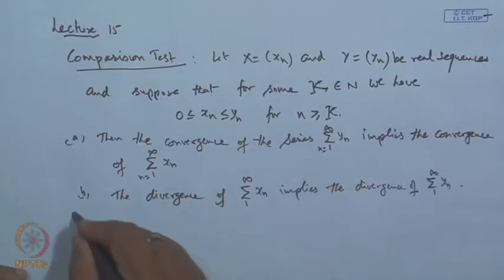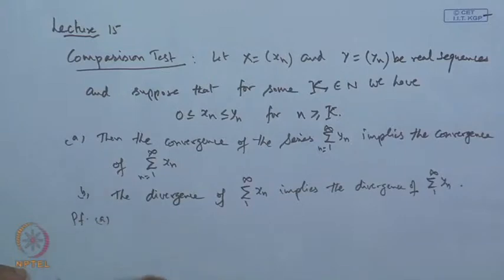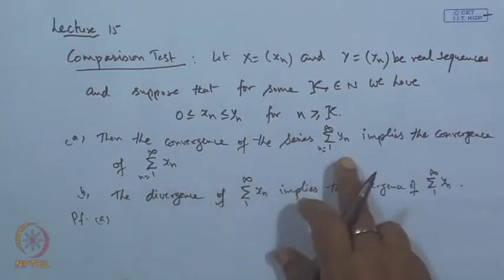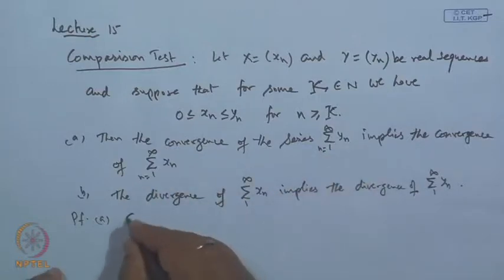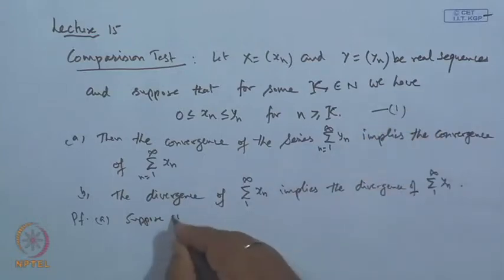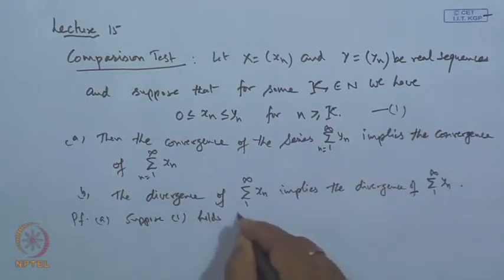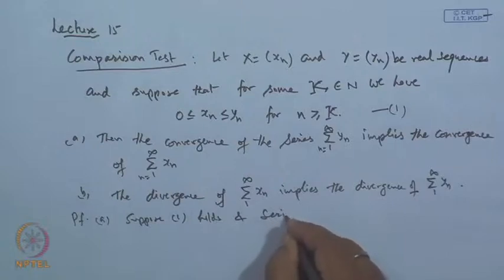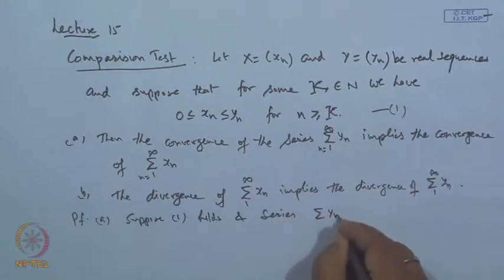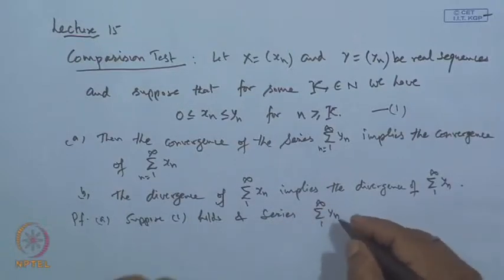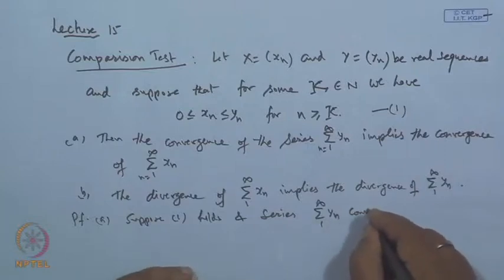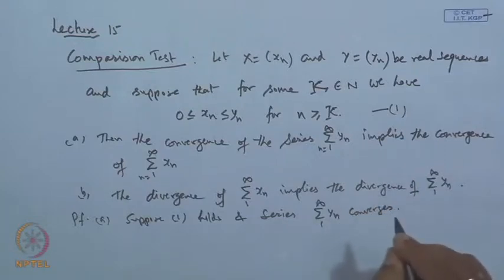The proof of course is very straightforward. Suppose the relation 1 holds, and the series sigma y n, 1 to infinity, converges. This is given.